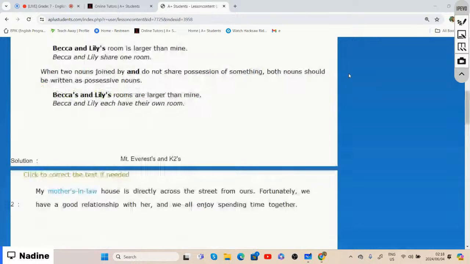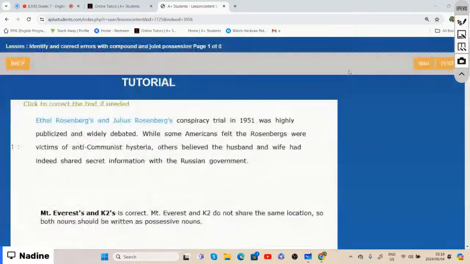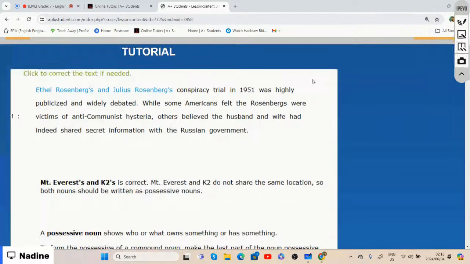All right, so now we're going to click the correct text if needed. It says: Ethel Rosenberg's and Julius Rosenberg's conspiracy trial in 1951 was highly publicized and widely debated. While some Americans felt the Rosenbergs were victims of anti-communist history, others believe that the husband and wife had indeed shared secret information with the Russian government.